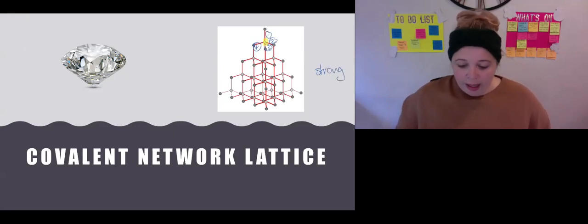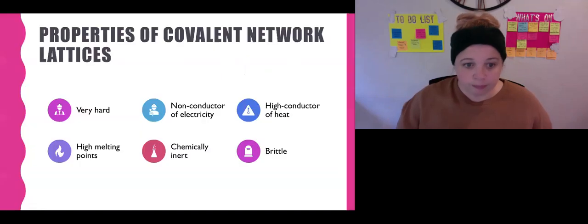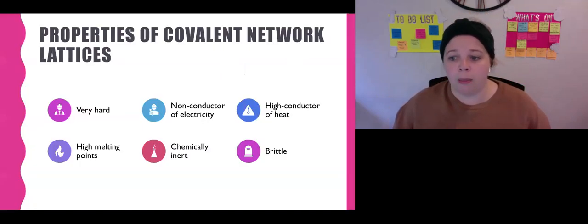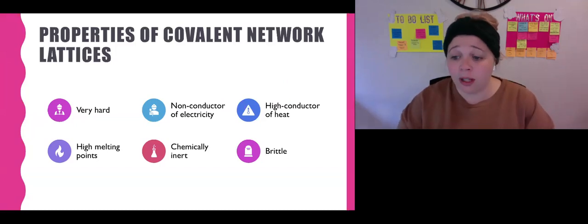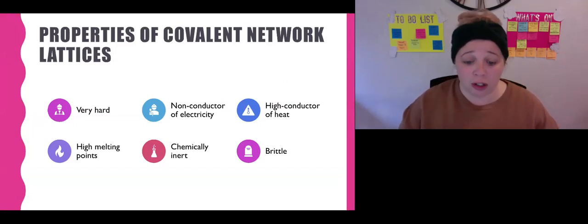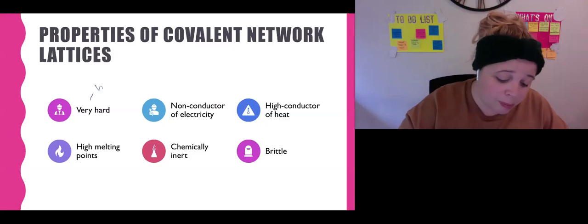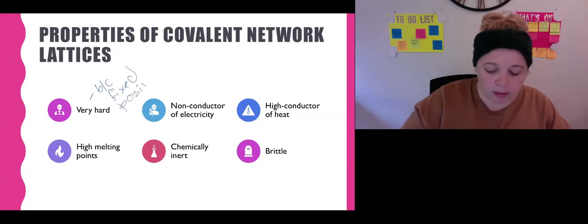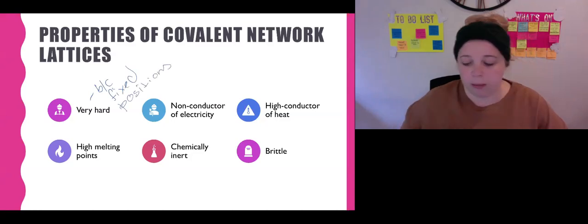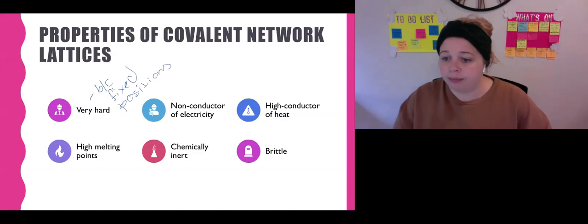All right. Last little bit for this video is to talk about the properties of diamonds and the properties of covalent network lattices. First off, they're very hard. So diamond has strong covalent bonds throughout the lattice, with all atoms being held in fixed positions, okay? Because of these fixed positions. I don't know why that's making noise at me in the moment, but that's okay.